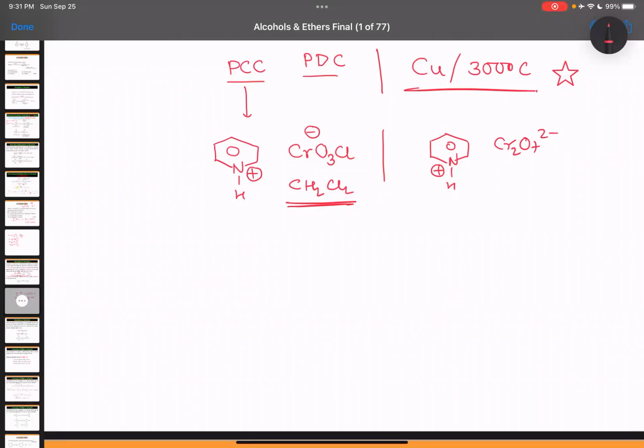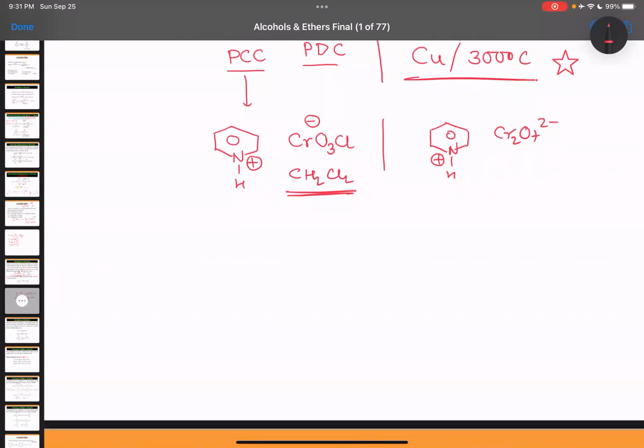That is very important. But you need to be very careful, only for the primary alcohols. That's it. Not for secondary alcohol. So if you have a secondary alcohol, what are you going to get?